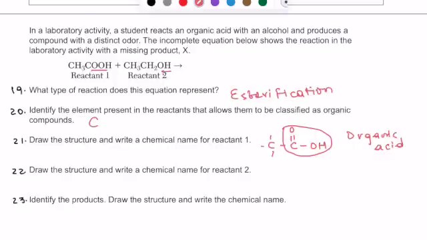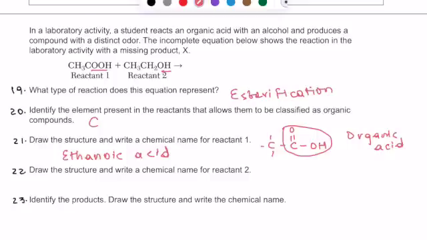To name organic acids, we just need to start with a prefix for the number of carbons. We have 2 in this case, so that should be eth. And we end that with anoic acid. No need to put a number because this functional group is always at the end.